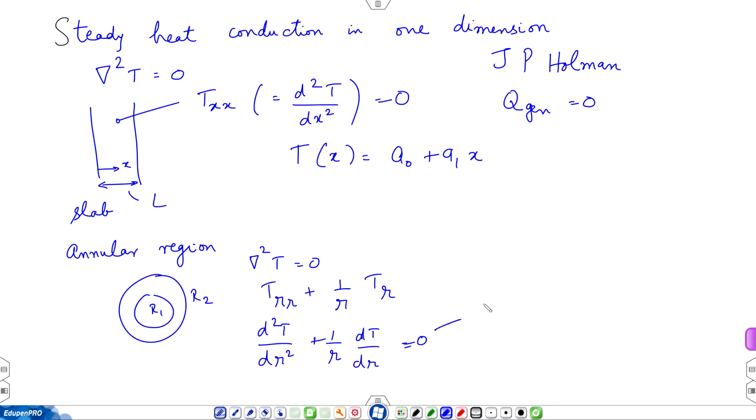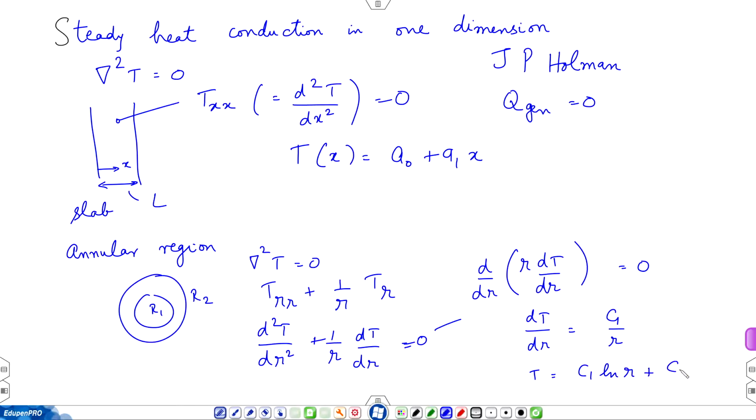So, how do you solve this problem? Here you combine them, so dT/dr is C1 over R, and T is equal to C1 log R plus C2. So, whatever be the boundary conditions, you will have a logarithmic profile.